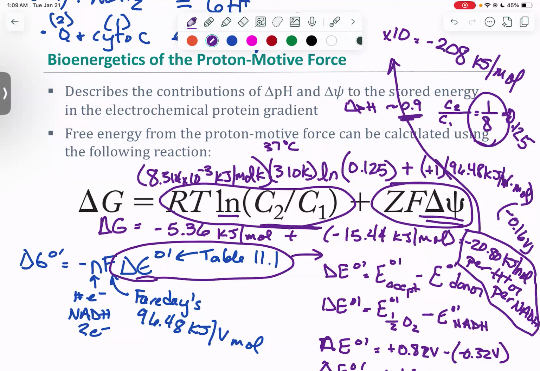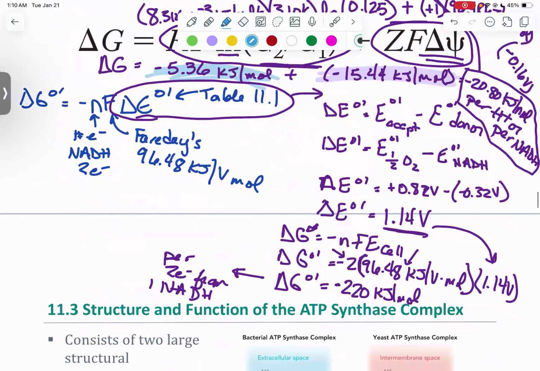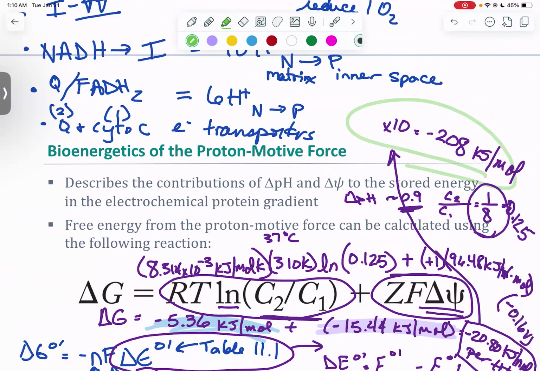So of this negative 208 kilojoules per mole of energy that we have, where does all of that free energy come from? Does it come more from our change in pH, right? That's our concentration on one side versus our concentration on the other. Or does it really come from the membrane potential? And what we can see is that way more of it comes from the membrane potential than comes from our change in pH. So that's kind of an interesting thing to look at. And we said, okay, what was our theoretical? Our theoretical was 220 and our actual was 208. Gosh, that's pretty good. What is that, about 94, 95% effective? So what happened to the difference? It got lost as heat, right?